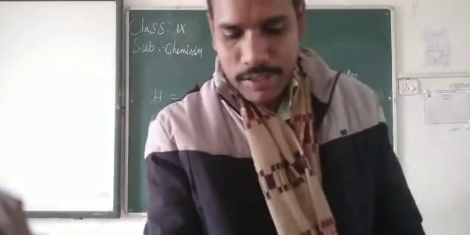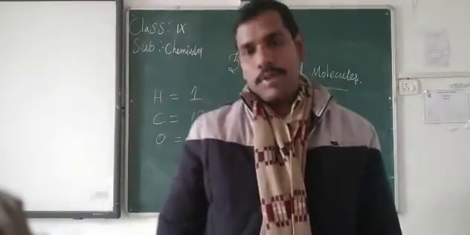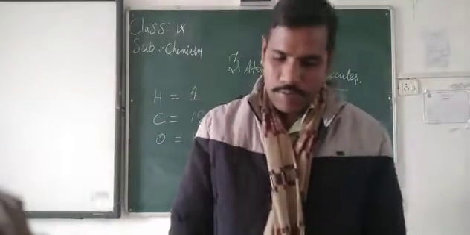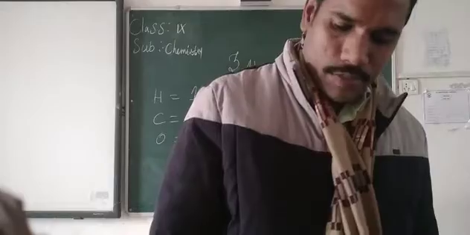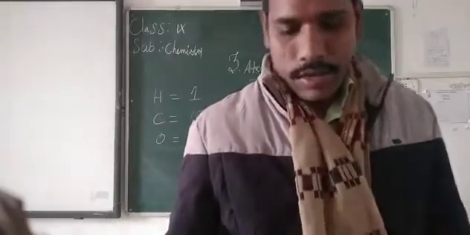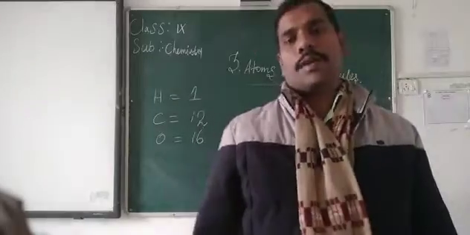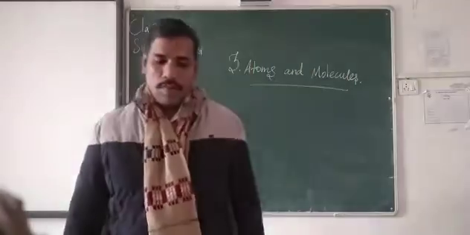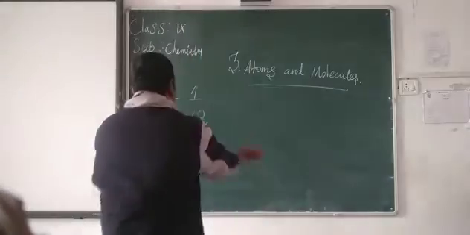Then for nitrogen 14, sodium is 23, then sulfur is 32, chlorine 35.5, then calcium is 40. So we know these are all the atomic masses of those particular elements. Let's discuss the molecule. What is the meaning of molecule?